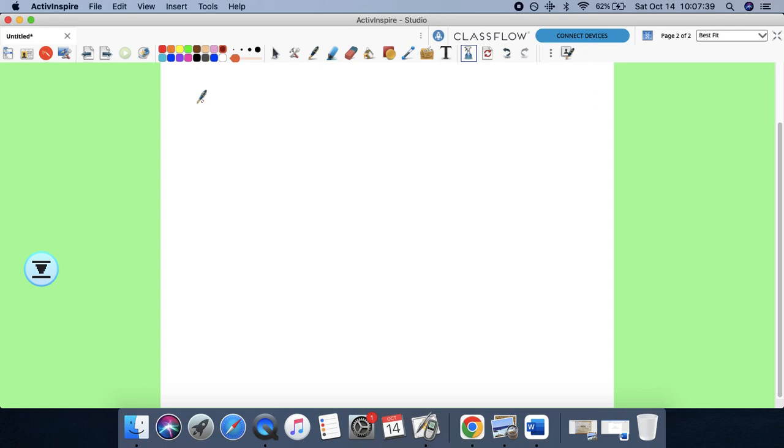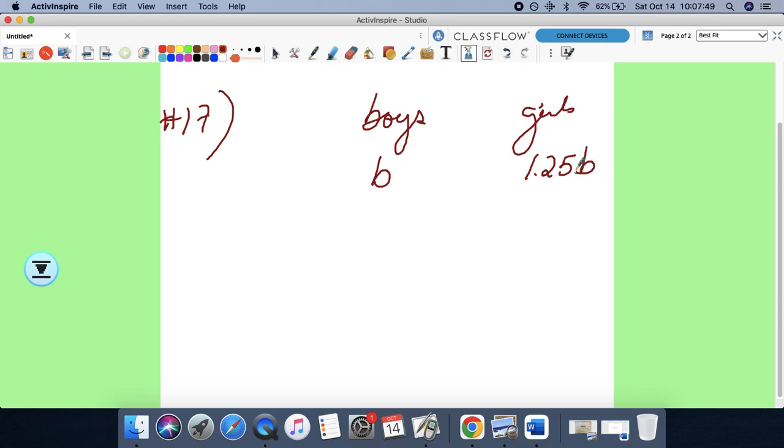17. Boys and girls. So if there are B boys, the number of girls would be 1.25 times B, right? So for example, if there's 100 boys and you want to know how many girls there are, you will multiply 100 times 1.25, and that gives you 125, right?